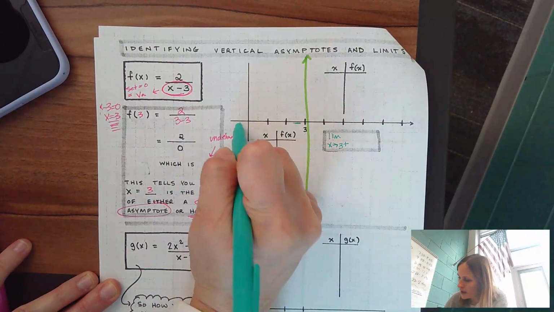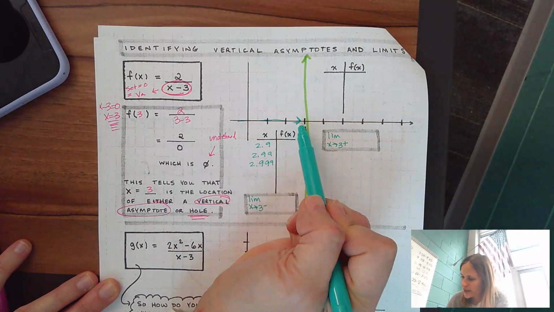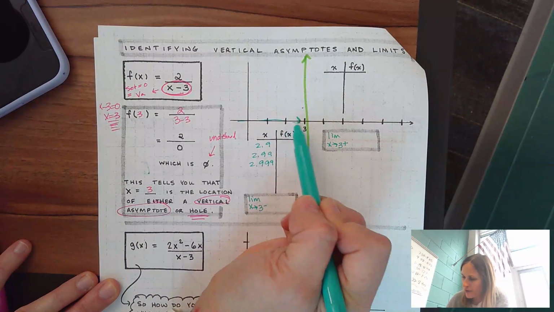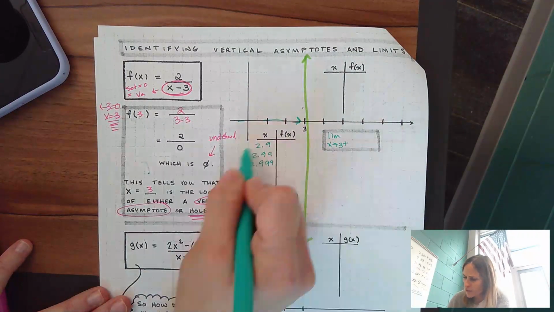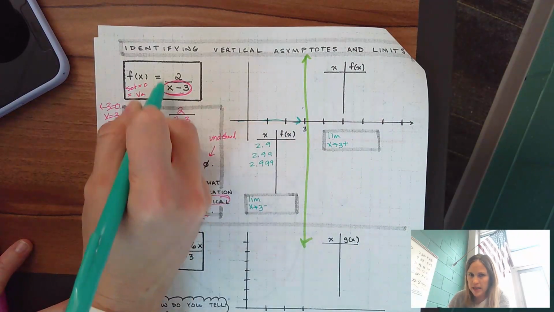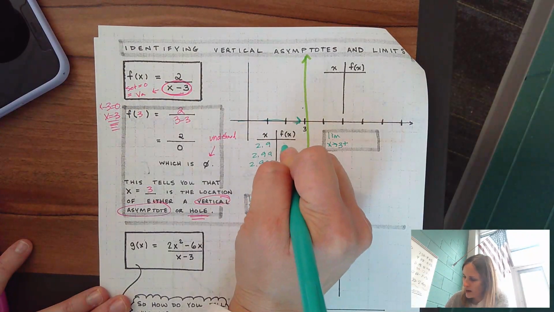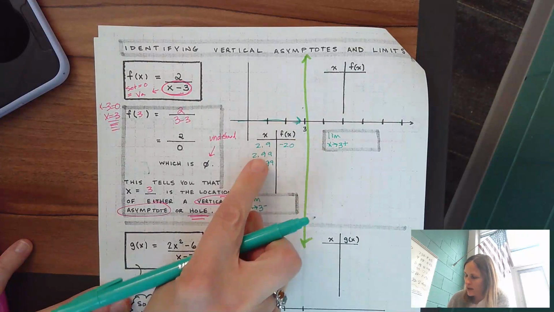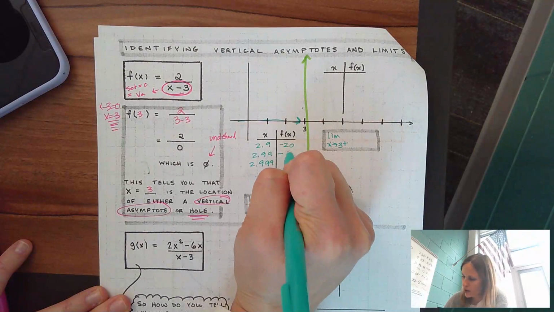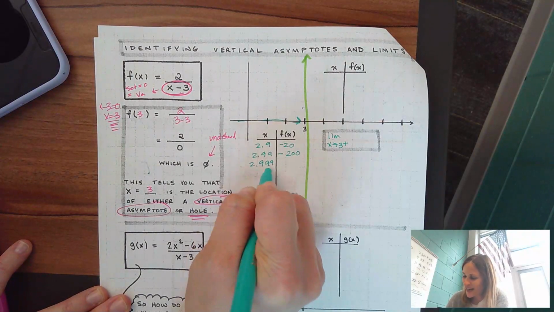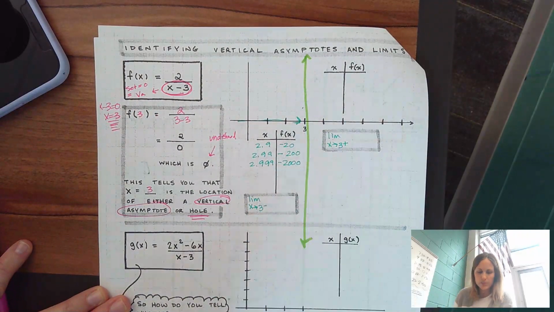In other words, I'm coming along. I want to know what's happening to my graph. So at 2.9, is my graph going to have points that go up, or points that go down? If you grab your calculator and plug 2.9 into this equation, 2 divided by 2.9 minus 3, I get negative 20. If I take 2.99 and plug it in for x, I get negative 200. If I plug in 2.999 for x, I get negative 2,000. You can probably guess what's going to happen next.